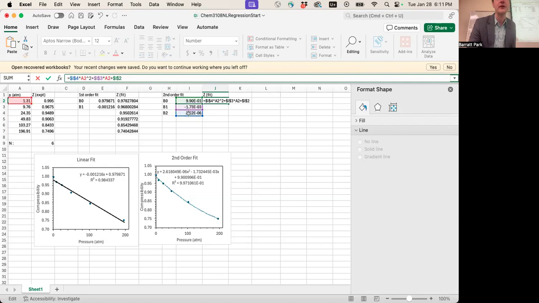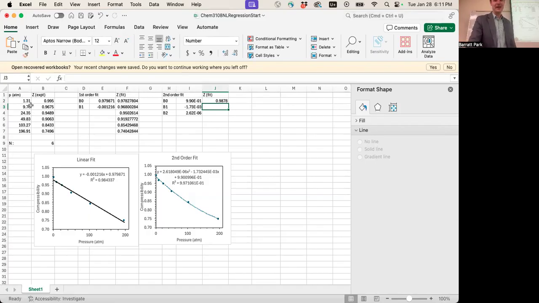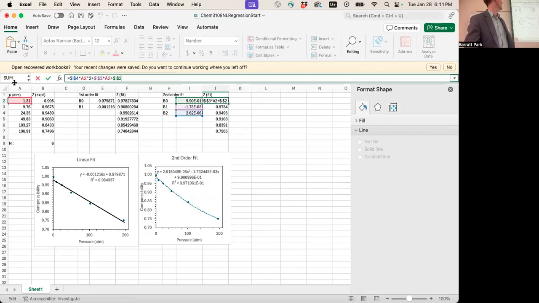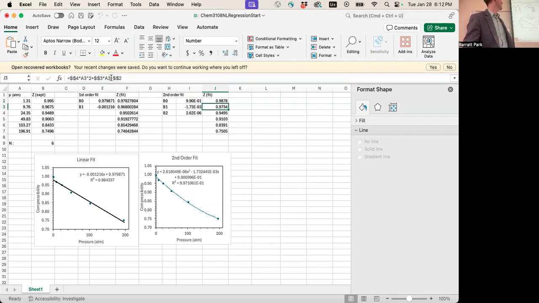So now these are static references, but the reference to the pressure over here is a non-static reference. So now if I hit enter, I get a value. I can take this equation, grab the lower right corner of the cell, drag it down, and that should drag down the formula, and it should update properly so that it always refers to the proper pressure, right? When you drag the formula down, the non-static reference should also get dragged down.